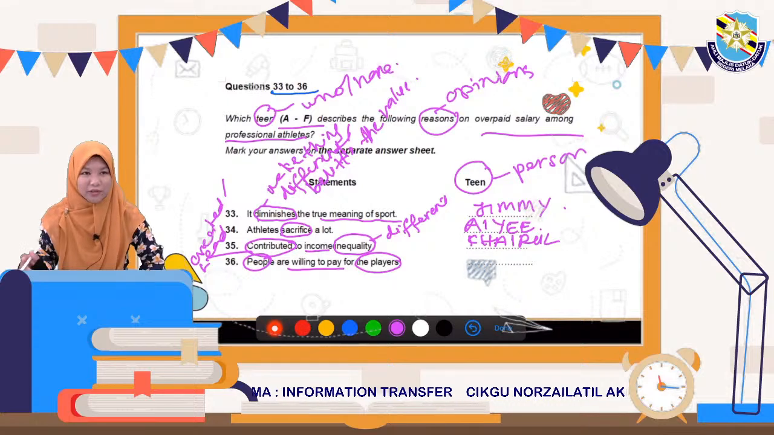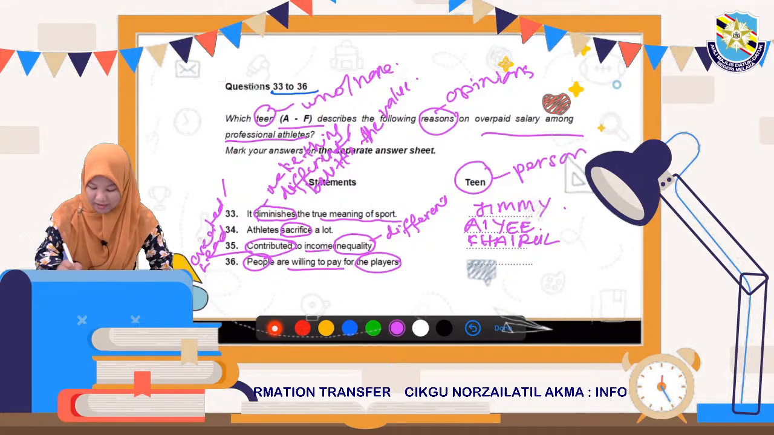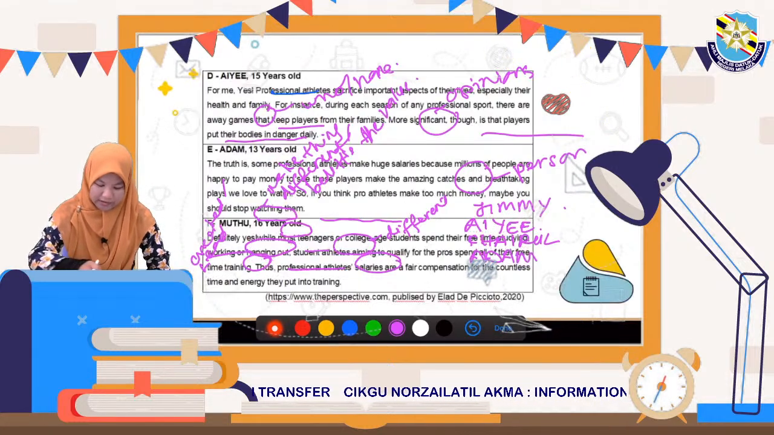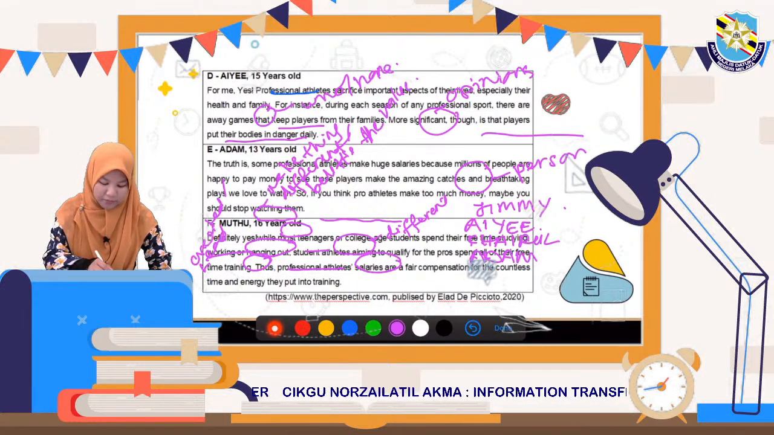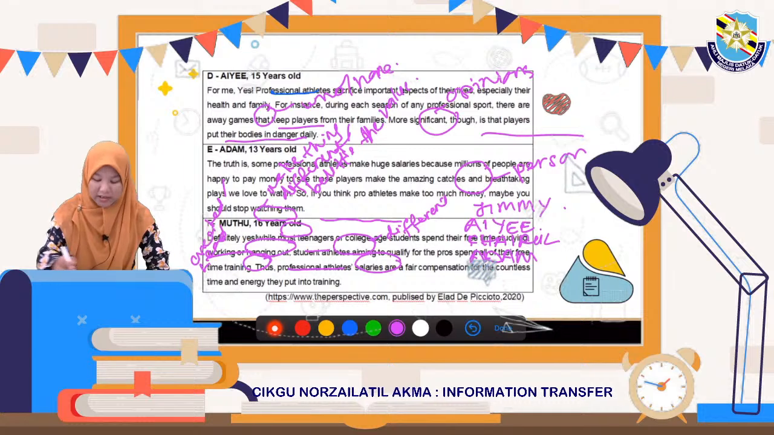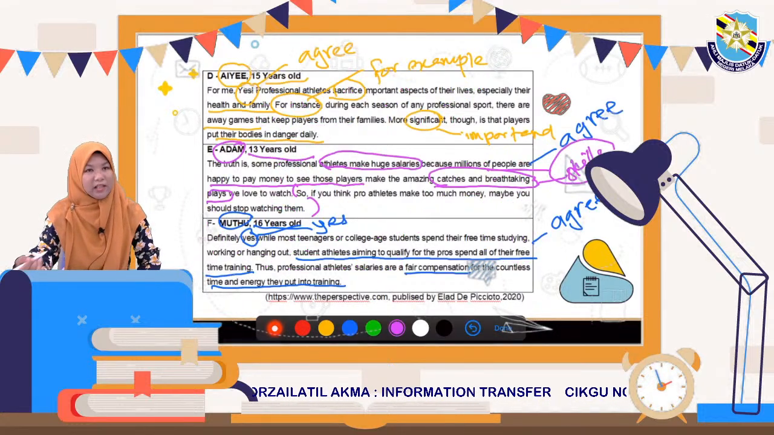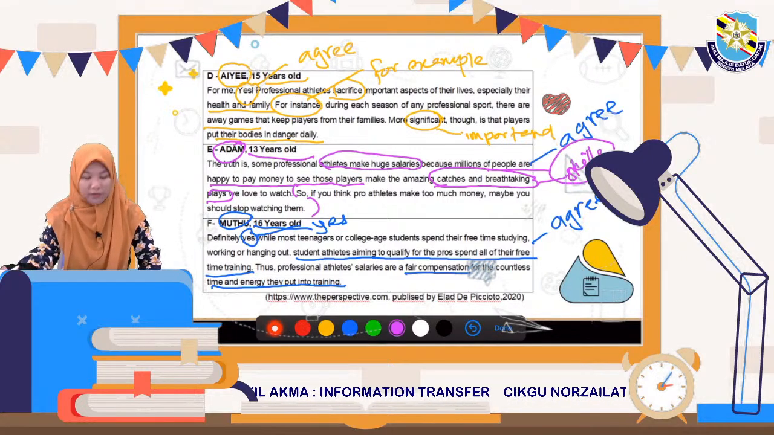Okay, good. Muaz Aiman, you are spot on. The answer is indeed Adam. Adam said athletes make huge salaries because people are willing to pay money to see those players. Here, the skills. People are willing to pay as long as they can see the skills or the technique, the performance of the player.